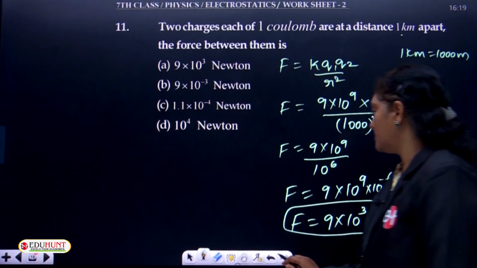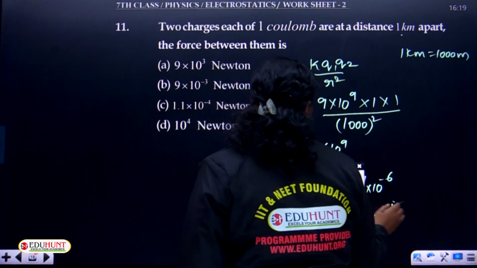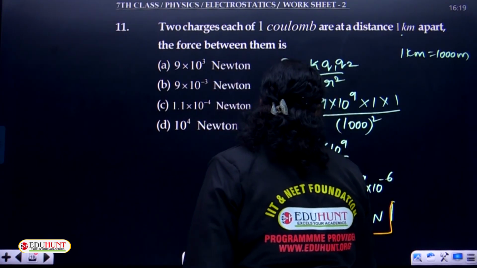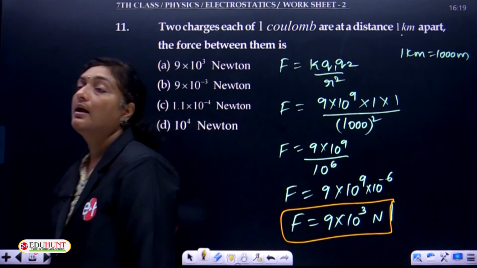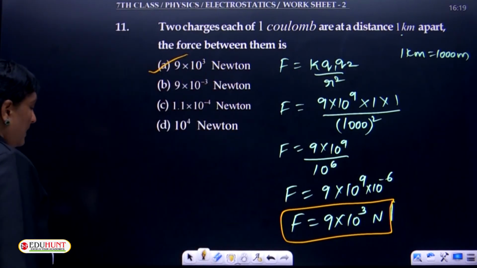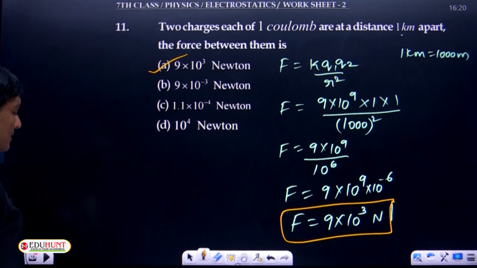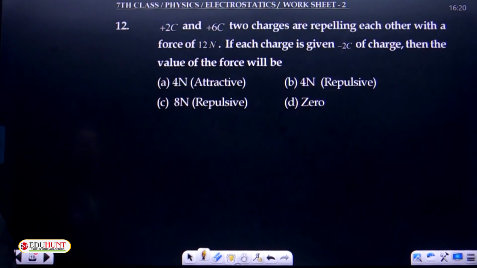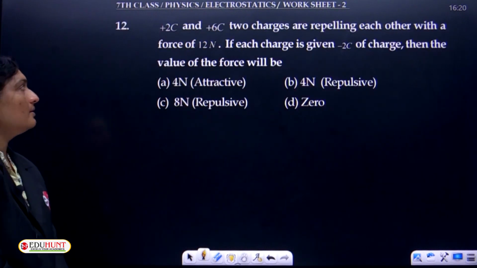So the value of F is found to be how much, children? 9 into 10 power 3 newtons, and hence the correct option is option A, that is 9 into 10 power 3 newtons. Got it? So moving to the next question, that is 12th question.